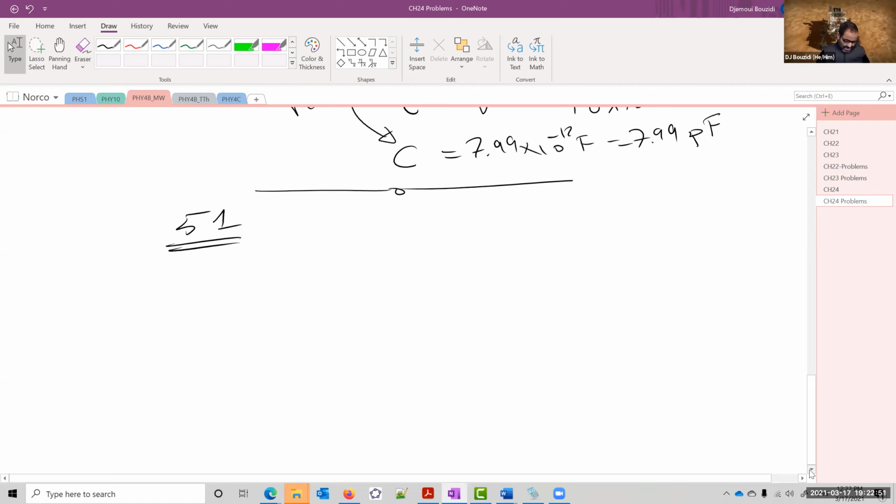Sorry about that, okay? So we have a point A. Next to it, there is a capacitor that is 8.6 microfarads. And then next to that, there is a 4.8 microfarads.